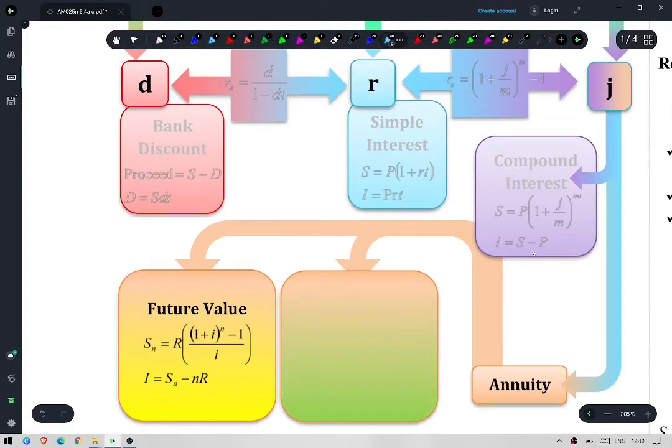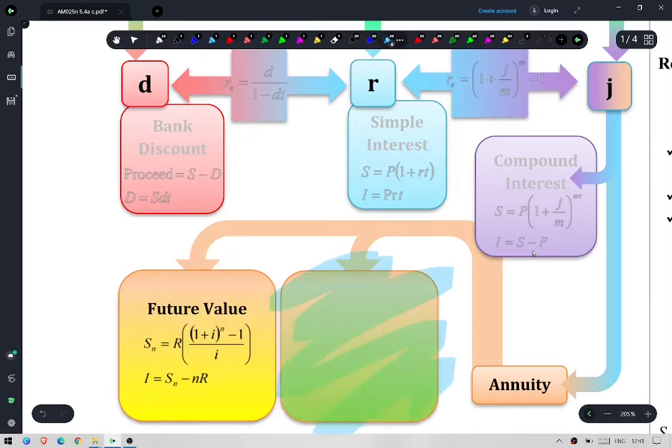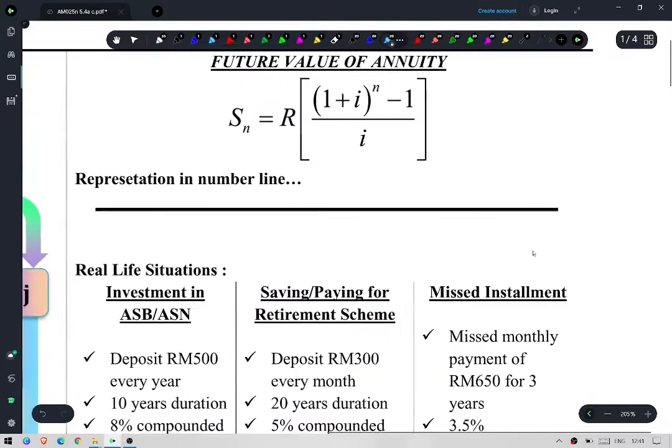Annuity falls under J, so they are using compound interest rate. As you can see in the mind map, there are two kinds of annuity, so two different situations. The first one is to calculate the future value of annuity. And the second one, we don't know yet. We will know about it later. Okay, so let's have a look.